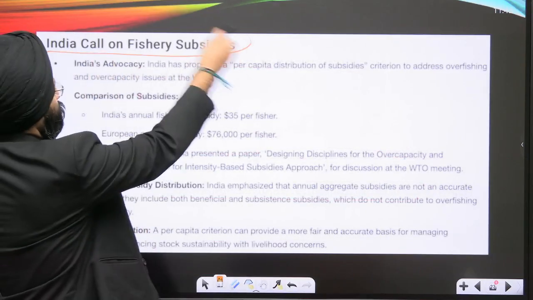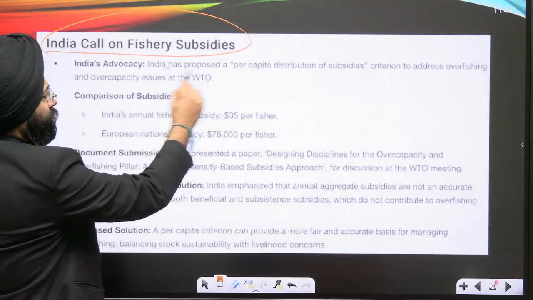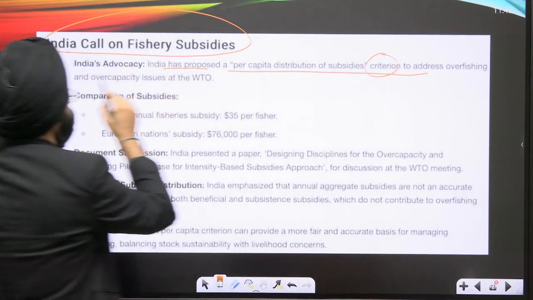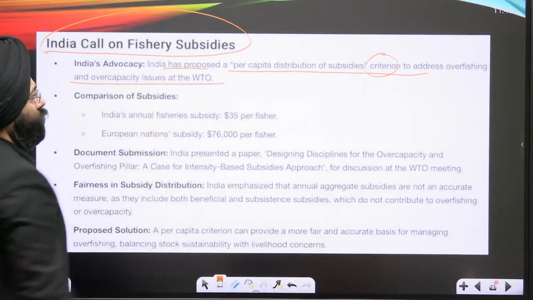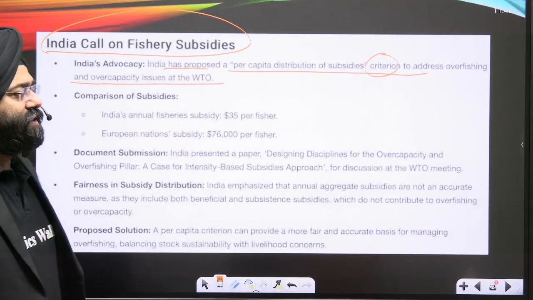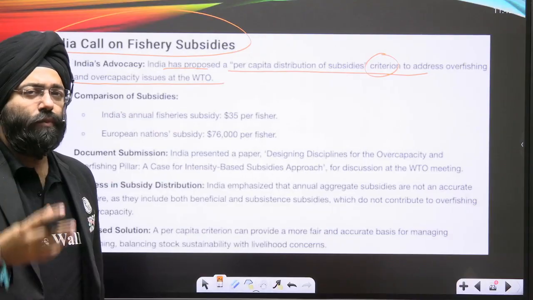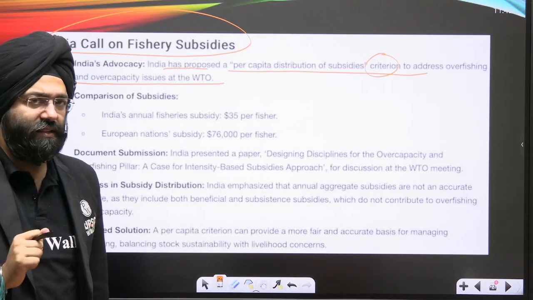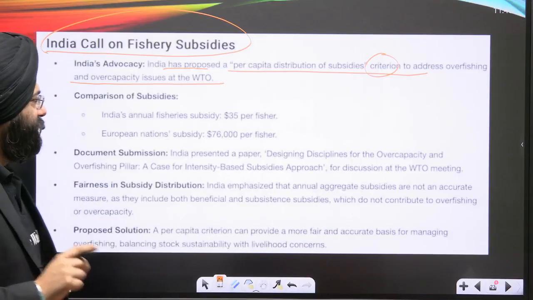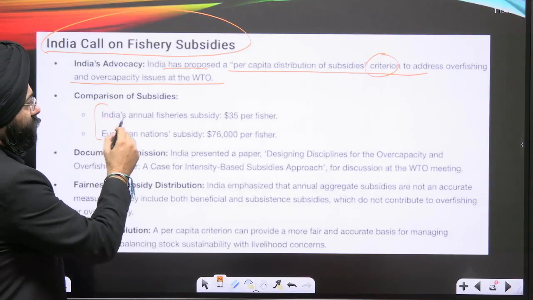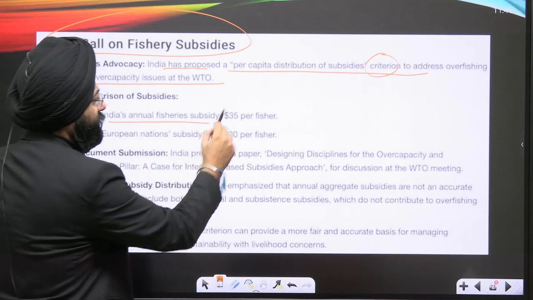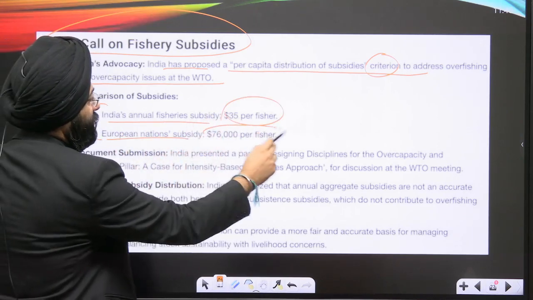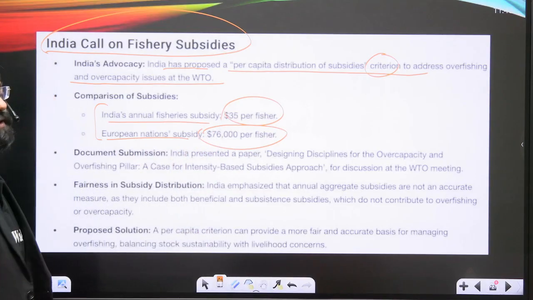Now what happens? Please see. India's call on the fishery subsidy. See, India proposed that per capita distribution of subsidy criteria to address the overcapacity issue on WTO. See, you need to see the per capita distribution. You should have a proper criteria with respect to when you are giving certain limits with respect to the subsidies. Why this is being said by India, please understand. The annual fishery subsidy in India is $35 per fisherman. European nations are giving $76,000 per fisherman subsidy.